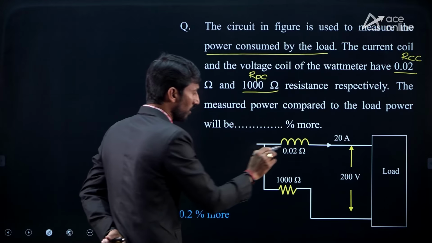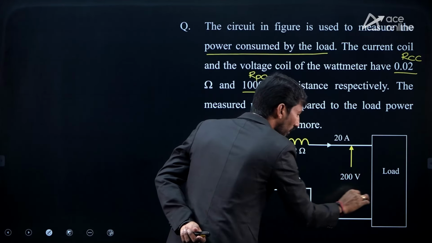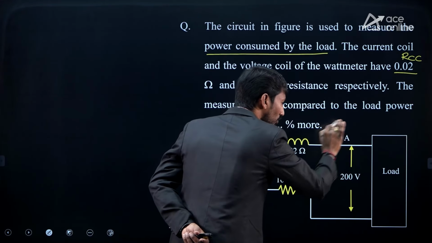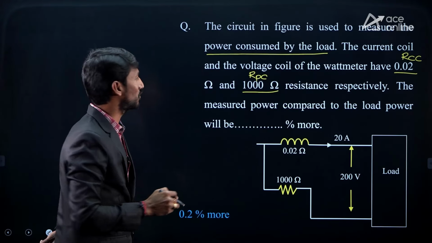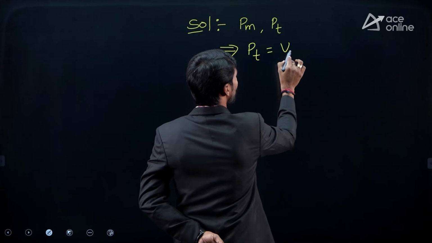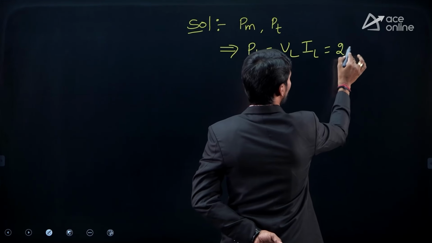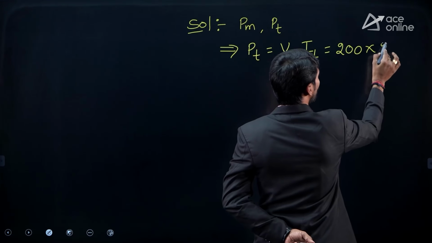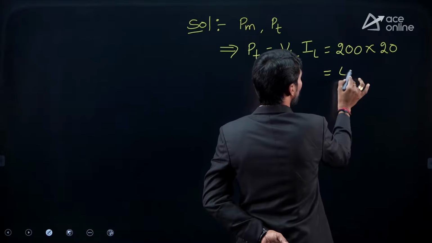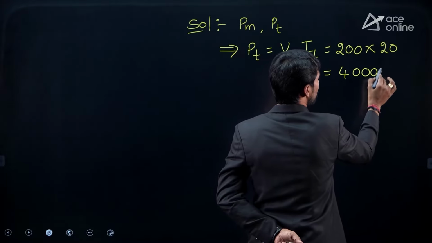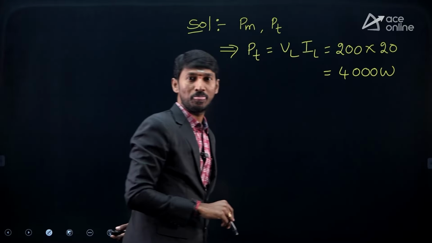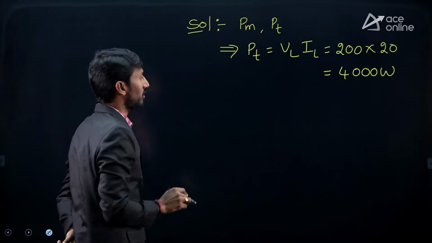What is it, sir? Voltage across the load is 200. Current through the load is 20 amperes. So therefore, what can we write now? Voltage across the load, current through the load: 200 into 20. So therefore, 4000 watts. So this is the true power. What we require? Measured power we require.